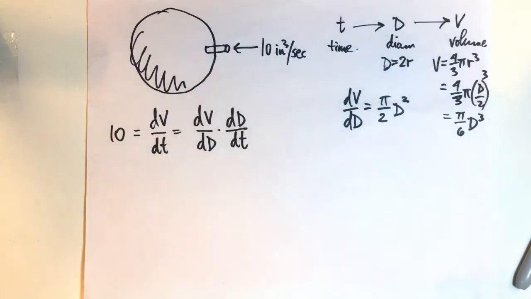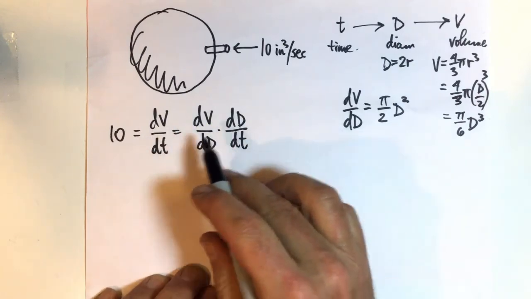This is telling you for a small increase in time, like a second, how much is the increase in volume? 10 cubic inches. And so that's a different rate of change. They're not the same thing. But they are related. These different rates of change are related by the chain rule.